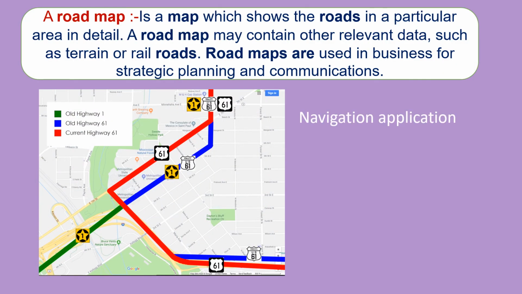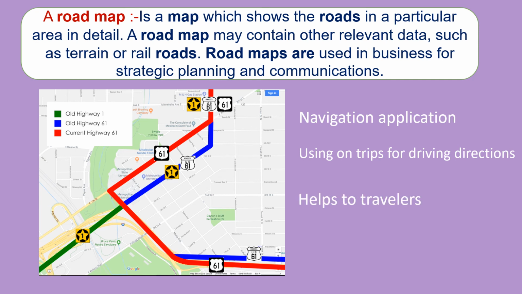The next type of map, a road map. It is a map which shows the roads in a particular area in detail. A road map may contain other relevant data, such as terrain or railroads. Road maps are used in business for strategic planning and communications. We use road maps for navigation applications and on trips for driving directions, and it helps travelers also.